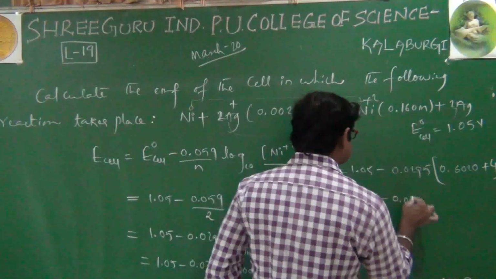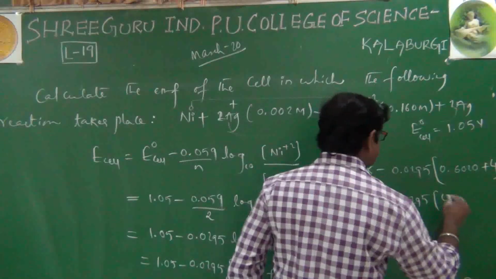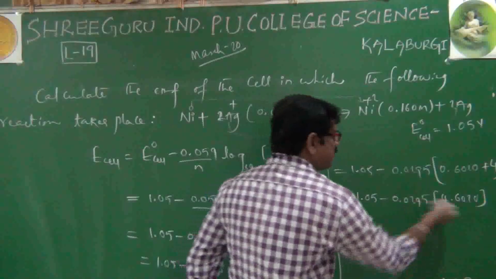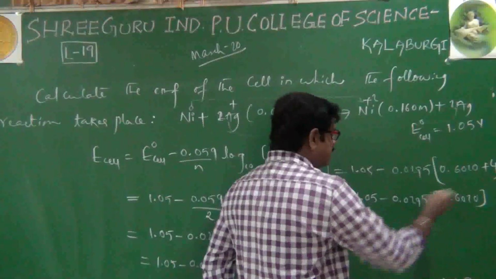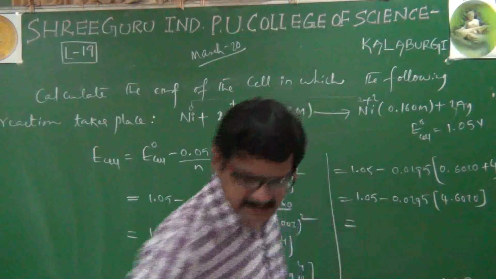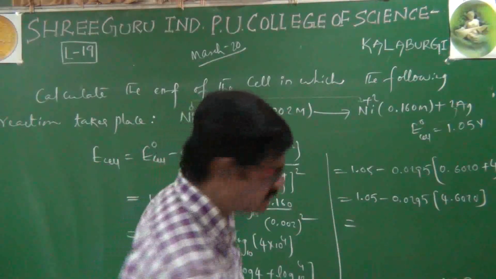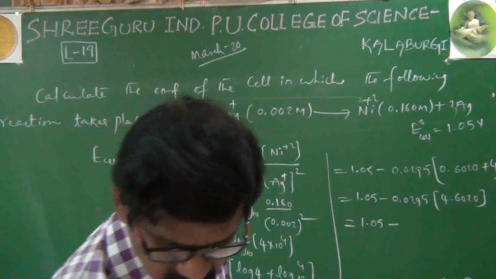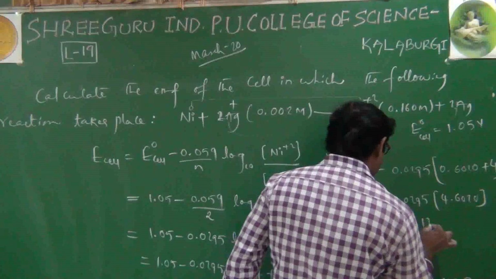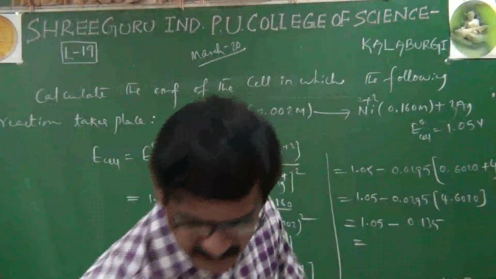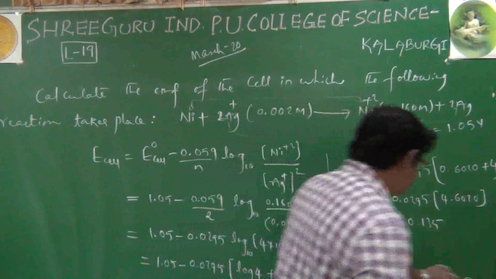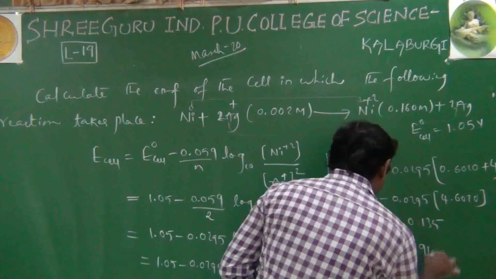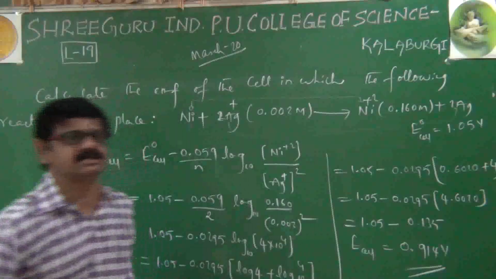1.05 minus 0.0295 times, and if you add, you will get 4.6020. First we have to multiply these two values, and whatever value you get, you have to subtract from 1.05 for the final answer. Otherwise, we'll write that value also: 1.05 minus, if you multiply, you will get 0.135, and if you subtract, the final answer is nearly 0.914. E cell is 0.914 volts, that is our answer, right?